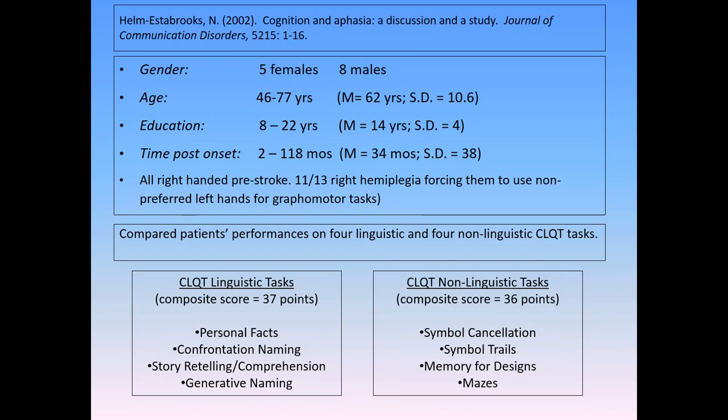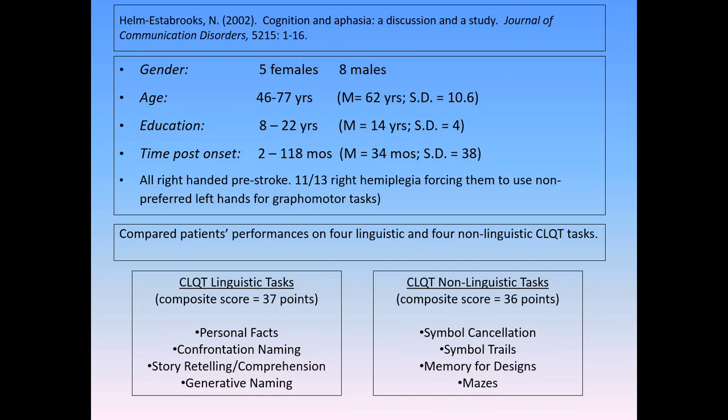But here we go back to 2002, where I was looking at cognition and aphasia, and I have five females and eight males, and you can see quite an age range, an education range, and a very large time post onset range from 2 to 118 months. All these participants were right-handed before this stroke, and 11 out of 13 had right hemiplegia, which forced them to use their non-preferred left hands for the graphomotor task.